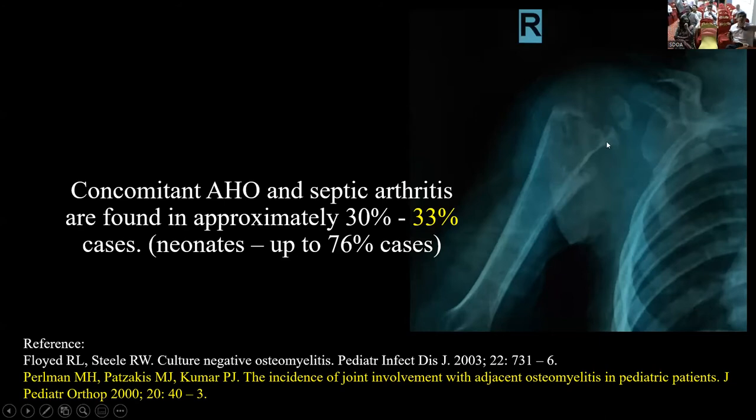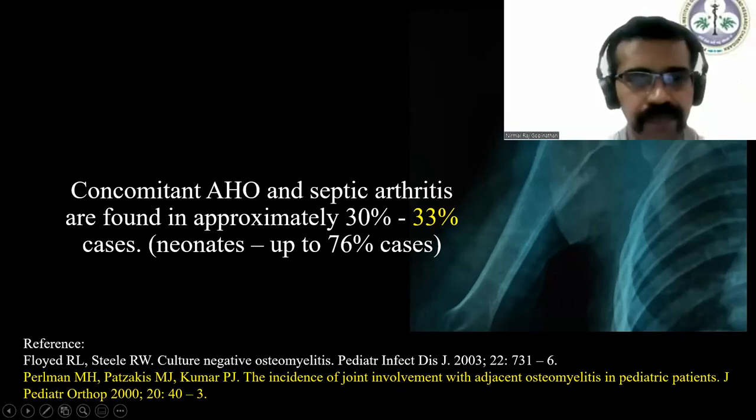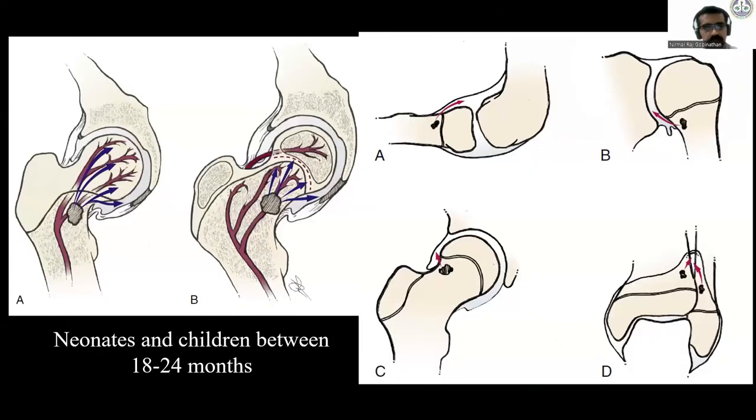So here in this radiograph, you're able to see that there is a rarefaction and changes in the proximal humerus, that is a proximal humeral osteomyelitis, along with the shoulder septic arthritis. So these conditions need to be picked up. So what are the reasons for this to happen?